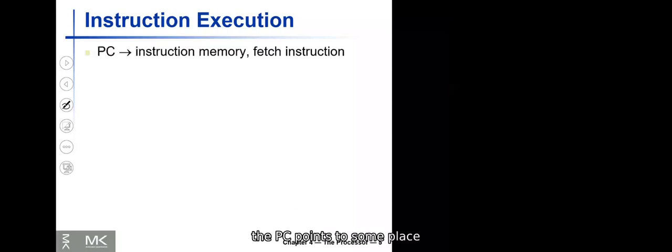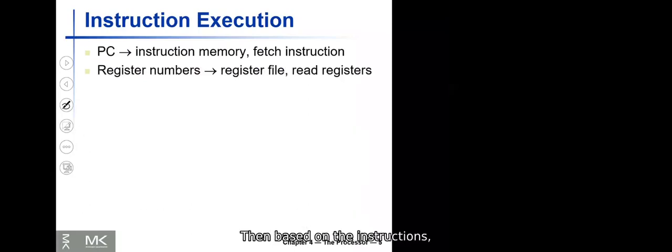So PC points to some place in instruction memory, and we fetch from there. Then, based on the instruction, we see that there are different registers used in this instruction. So, based on that, we go to a register file. A register file is a number of registers put together, and we either read from that register file or even write the new value of a register to that register file. We will talk about the register file more.